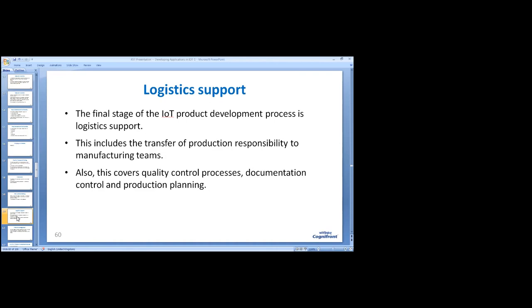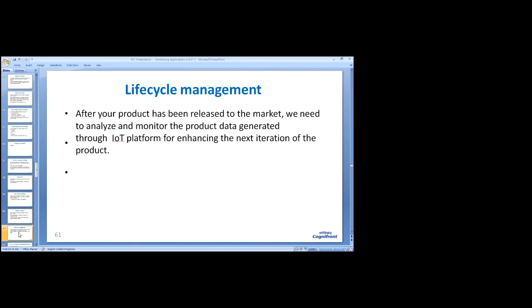Then you have to also provide the logistic support. In the sense, if you are outsourcing a production responsibility somewhere, then you have to talk to those people and look for quality control documentation and many other things. So this kind of logistic support is also to be developed. And ultimately, you have to look at the life cycle management. Once the product is designed, developed, and deployed, that is, it is put to work, then you have to keep on watching how your product is working in the field.